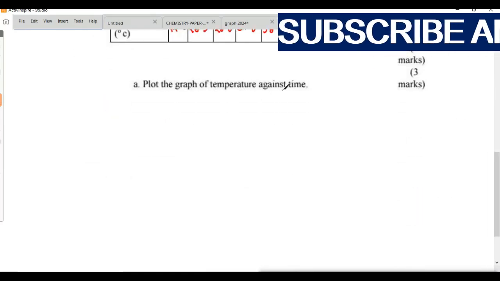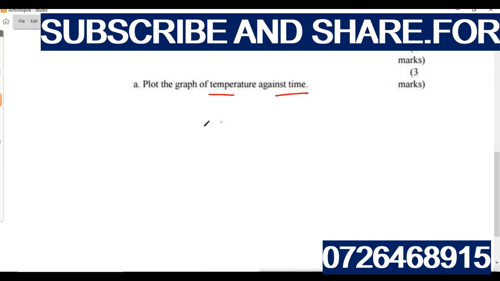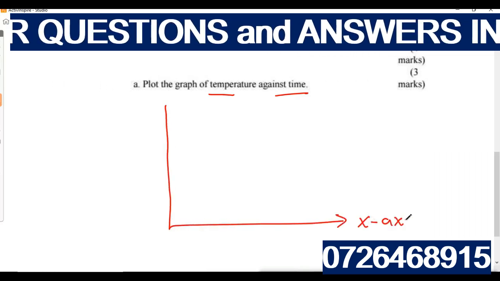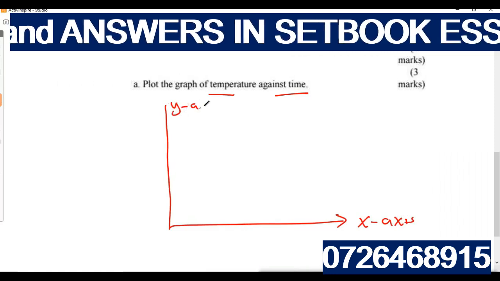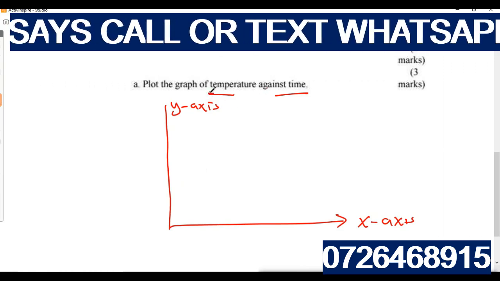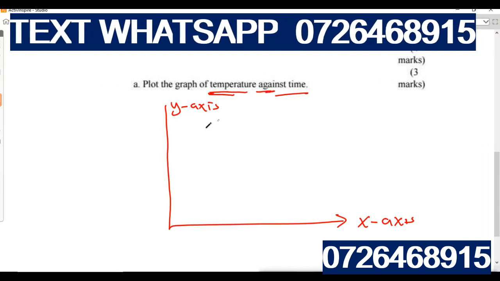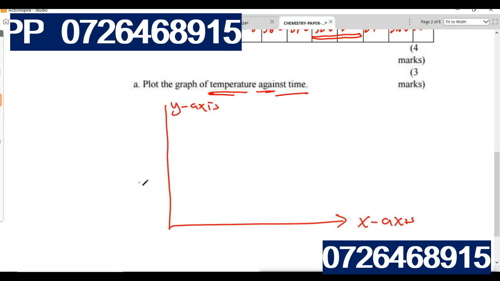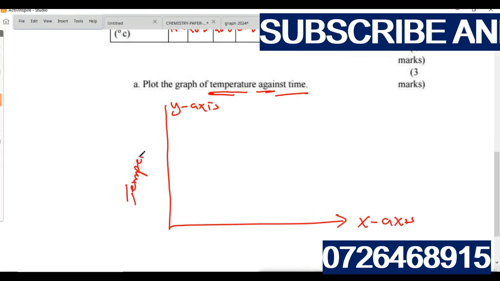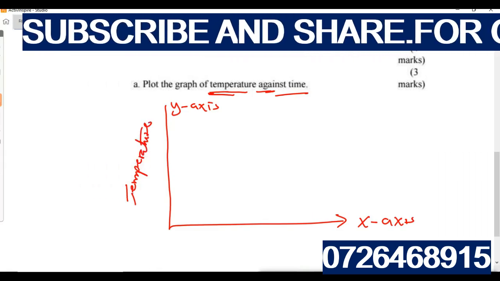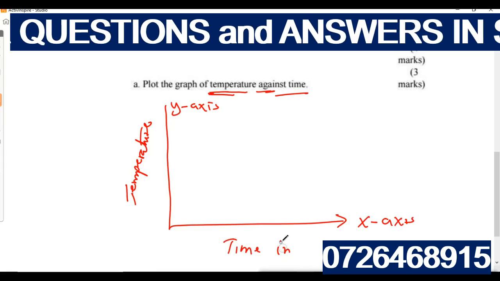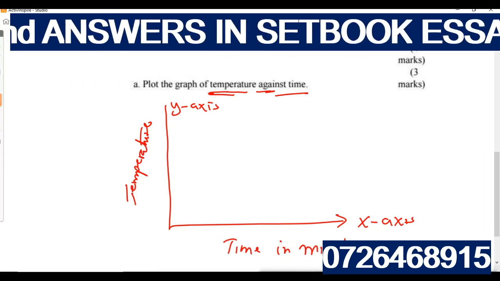Now you have been asked to plot a graph of temperature against time. If I draw a Cartesian plane, x-axis and y-axis, the one that comes before the word against is always at the y-axis. The one that comes before the word against is temperature. So temperature is going to be at the y-axis. And the one that comes after the word against is going to be at the x-axis. So time is on the x-axis, and the time is in minutes.